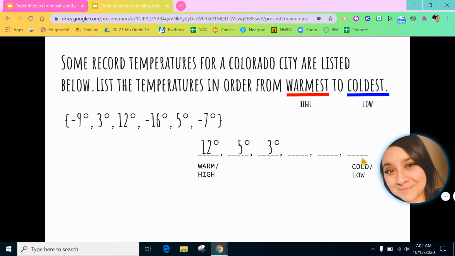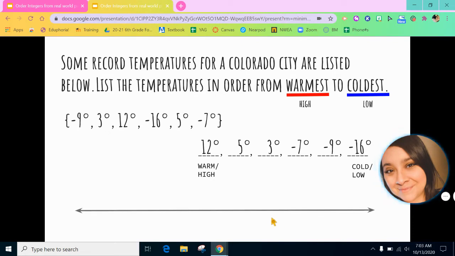So the coldest temperature is the lowest one, the one farthest away from zero or farthest away from the positives. So I have -9, -16, and -7. -16 is the coldest. A little bit warmer would be -9. And then a little bit warmer than that would be -7. None of those are warm. We don't see those degrees here in Waco, Texas, but in Colorado, you might. So listing those from warmest to coldest: 12, 5, 3, -7, -9, and -16 degrees.